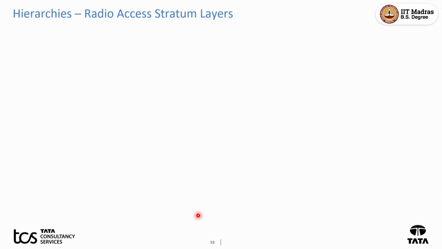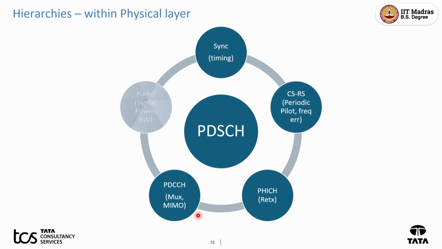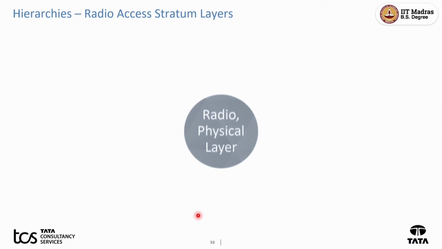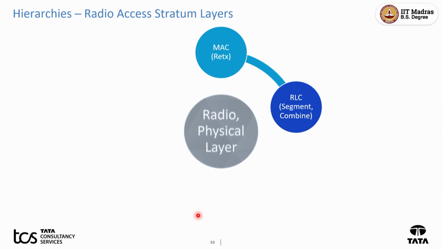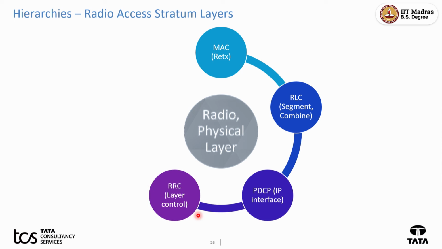Now we did this picture. Collapse all of this into what is called the radio in the physical layer. We talked about the physical layer. On top of that, you need MAC for retransmissions. It uses the same PHICH in the previous slide. Then you need RLC to segment and combine. And then you need PDCP, which talks to the IP. So when you get IP packets over a network, it is this layer that converts it to packets that can be transmitted over wireless or the other way around.